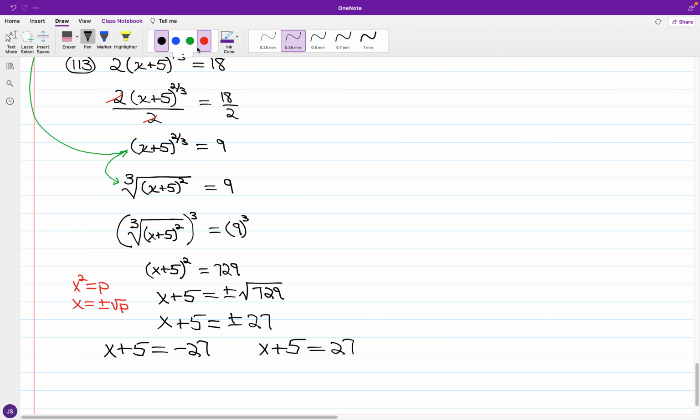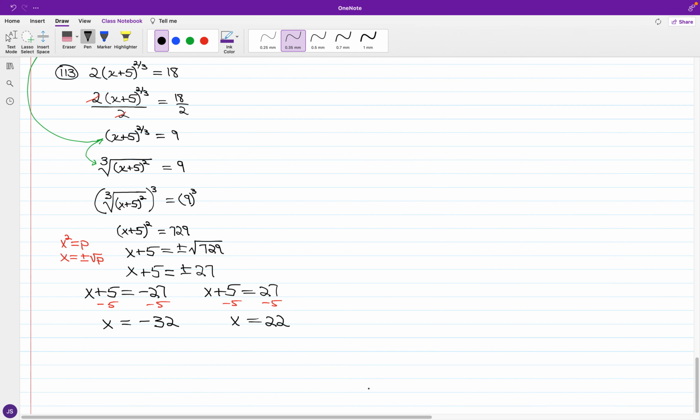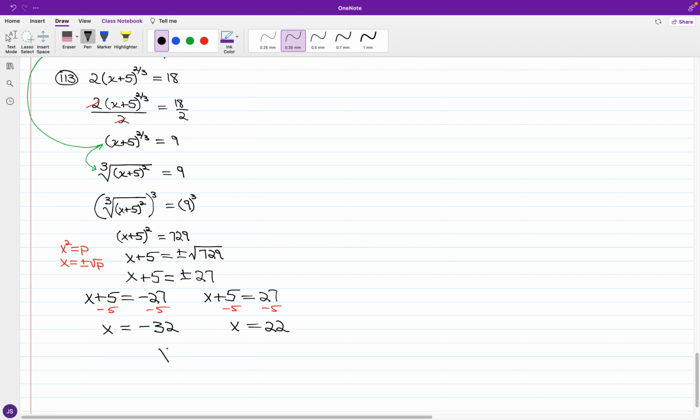And for what we have in these equations, we take 5 away from both sides. So if x plus 5 is equal to negative 27, then negative 27 minus 5 is negative 32. And for x plus 5 equal to 27, we're going to have x equal to 22. So we have a pair of solutions here. And again, the nature of the radical was a cubic root, so there's nothing like the principal square root rule to deal with.